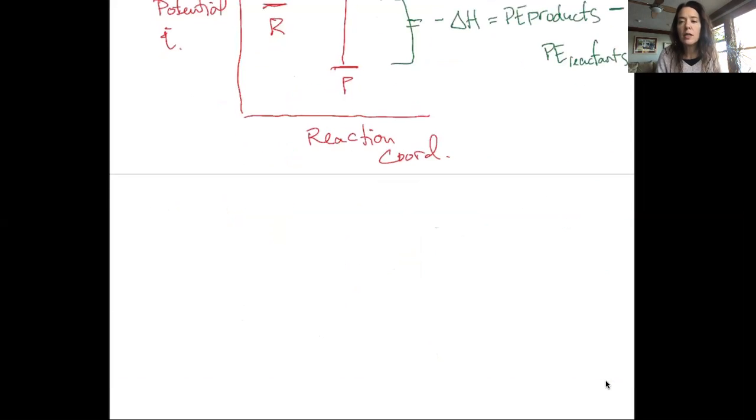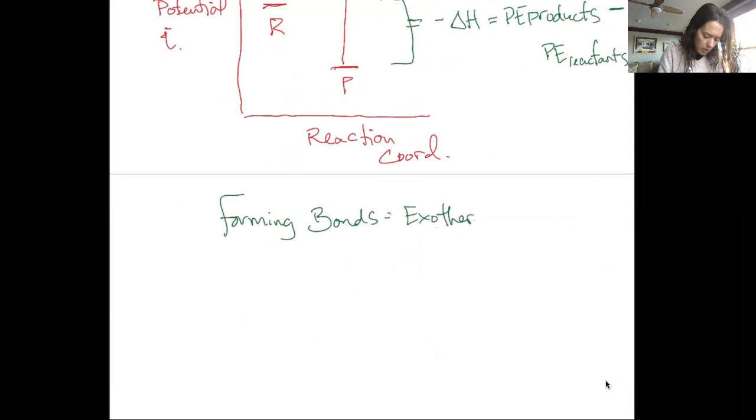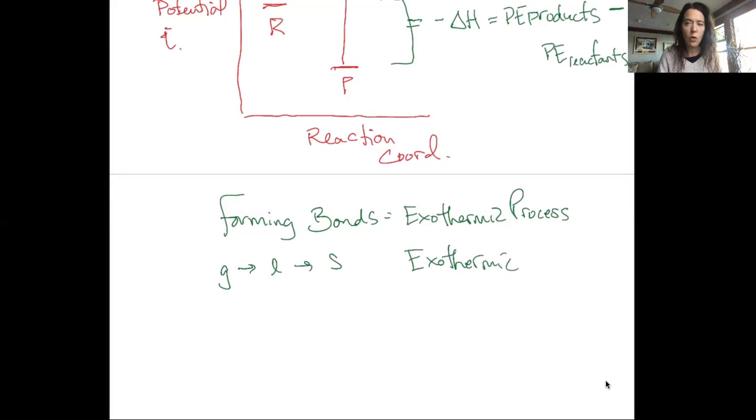Breaking bonds is always endothermic. Forming bonds is always an exothermic process. Going from a gas to a liquid to a solid is an exothermic process. So the surroundings become warmer.